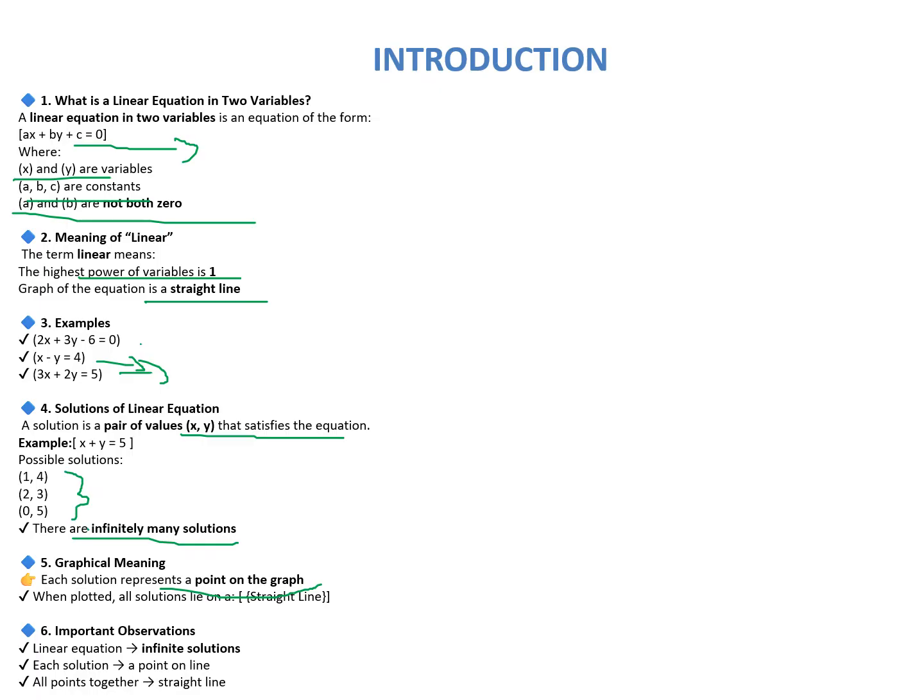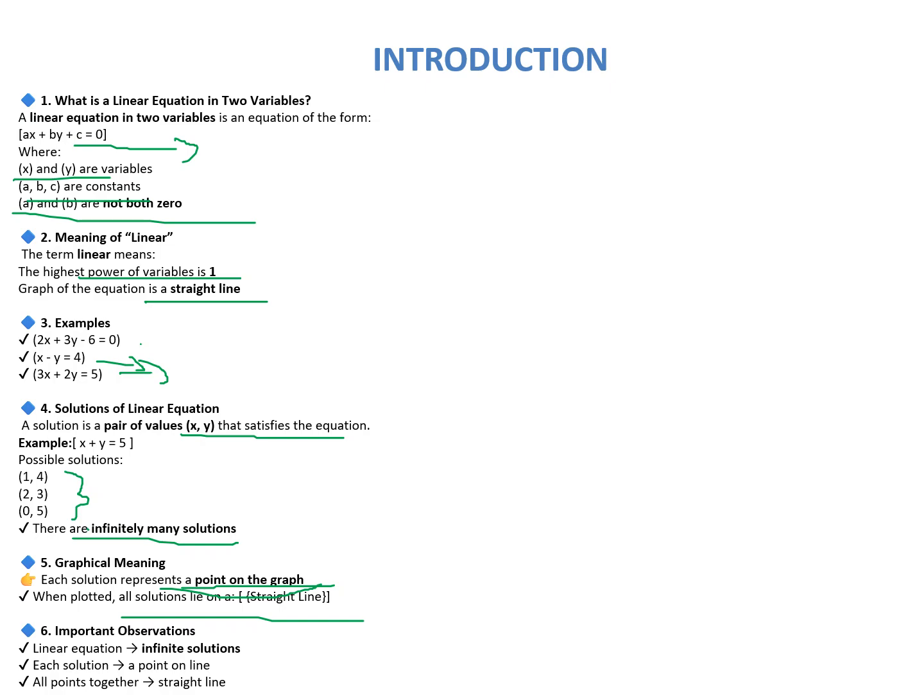So when we draw a pair of equations on a graph, the two lines will intersect and then it has a unique solution. When plotted, all the solutions lie on the straight line. But if we individually plot a particular linear equation, it will have infinitely many solutions, because for every value of x there is a corresponding value of y, and these are plotted on a straight line.